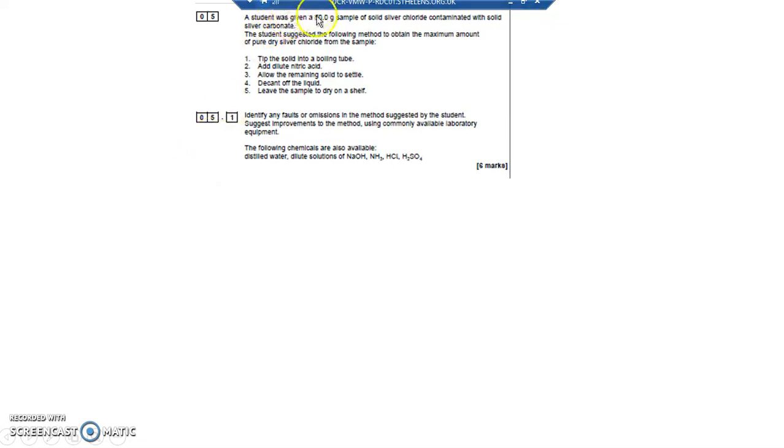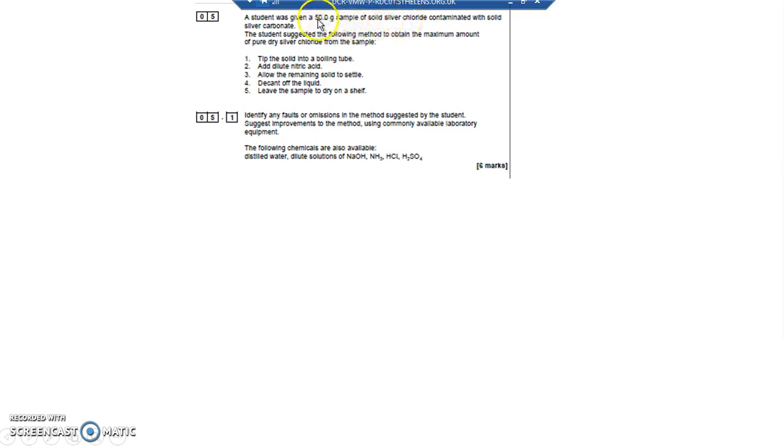Question 5. The student was given a 50-gram sample of solid silver chloride contaminated with solid silver carbonate. The student suggested the following method to obtain the maximum amount of pure dry silver chloride from the sample. So what do we know about this first of all before we have a look at the student's method? We've got a 50-gram sample of solid silver chloride.